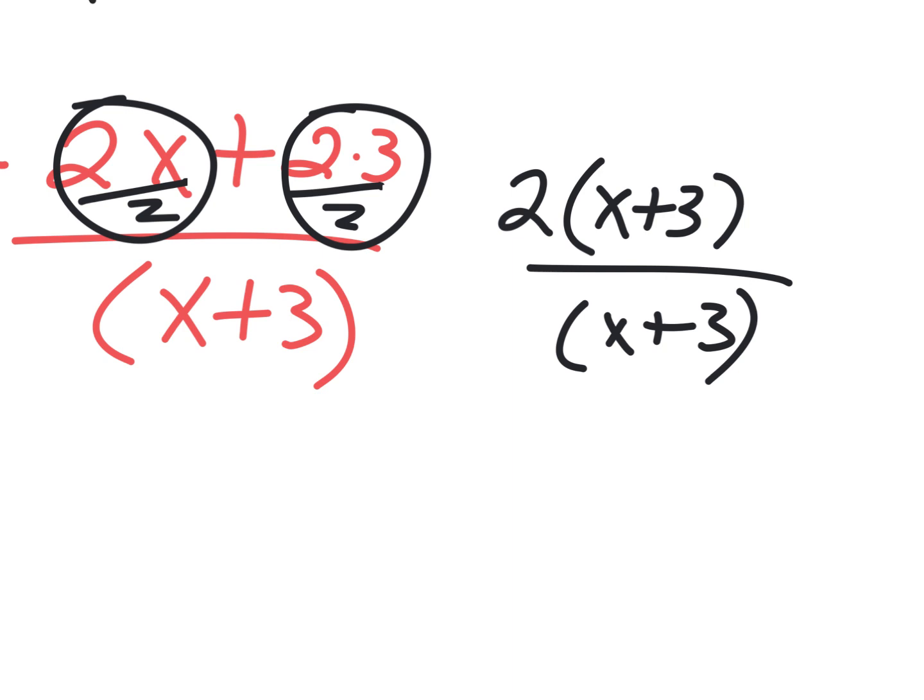Why is that so important? Because the people that bombed this test usually didn't notice the factoring, and then, dang, I guess that cancels that, and so the answer is just 2.